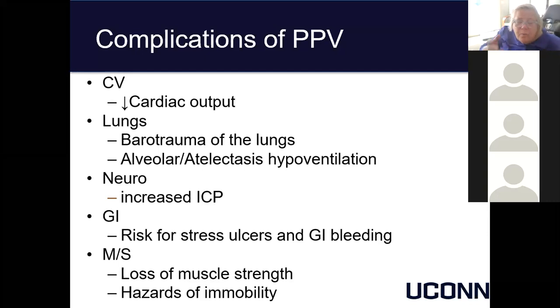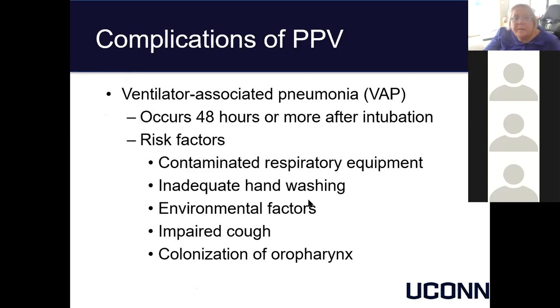You change that thoracic pressure, you have increased distress and coughing, you increase your intracranial pressure, which again can potentially have neurological impact. The risk for stress ulcers and subsequent GI bleeding increases. And then your musculoskeletal impacts, loss of muscle strength, risk of DVTs, pressure ulcers, all of the hazards of immobility. And then the big one, ventilator-associated pneumonias.